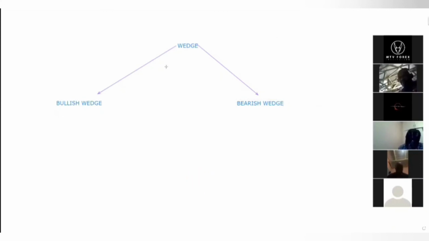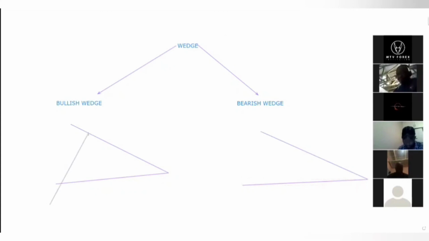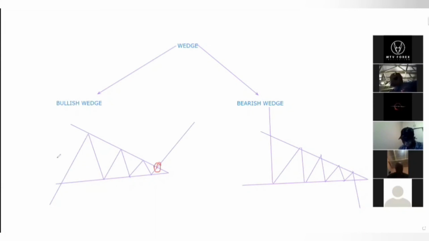Understand? So the wedge starts really huge and then ends up being small. So you have something like this. Understand? So now we have a bullish wedge because the breakout is a bullish one. The only way for you to check this is your impulse, your correction, and you're looking for a breakout impulse, then you take profit at the highest one.